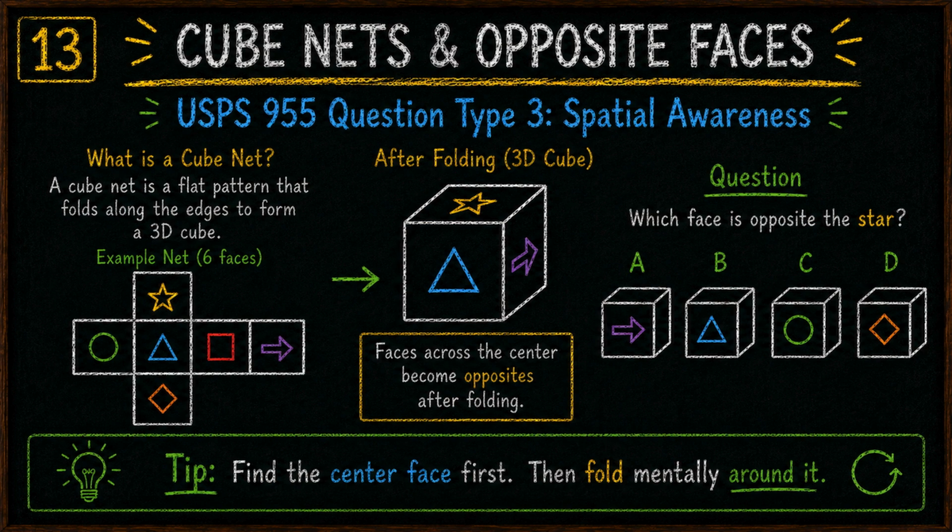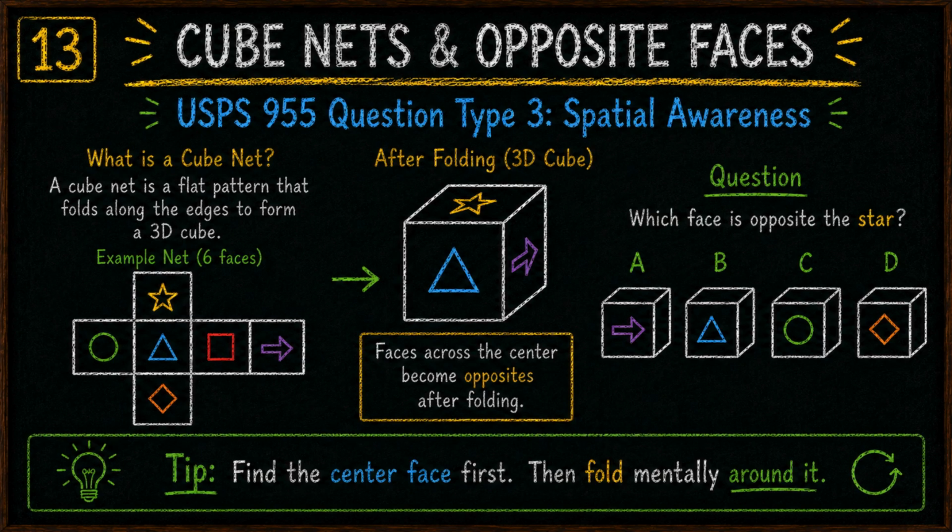Cube net questions are about face relationships. A cube net is a flat pattern that folds along edges to form a cube. The key is figuring out which faces become adjacent and which faces become opposite. Start with the center face if there is one. The faces directly attached to the center face usually fold up around it. Those attached faces become neighbors of the center face.